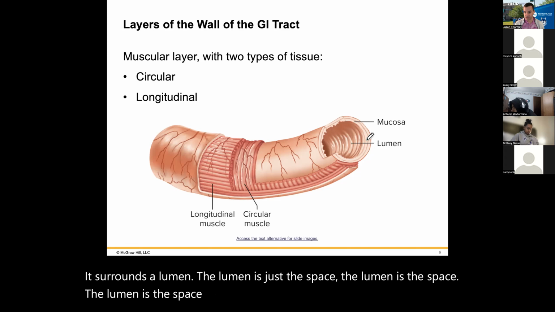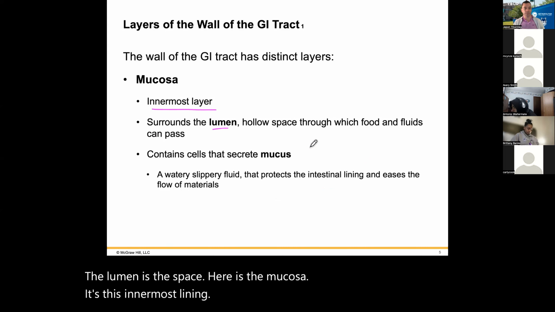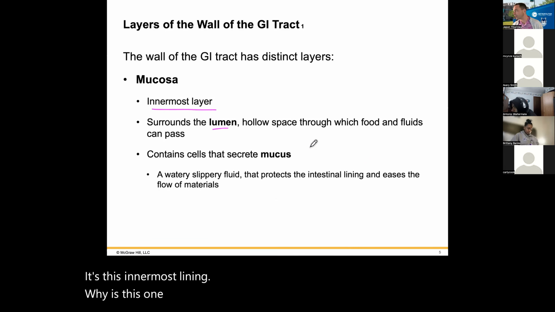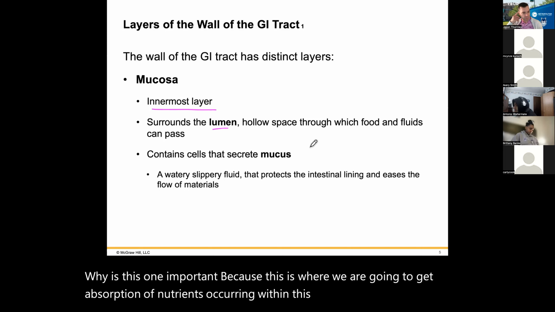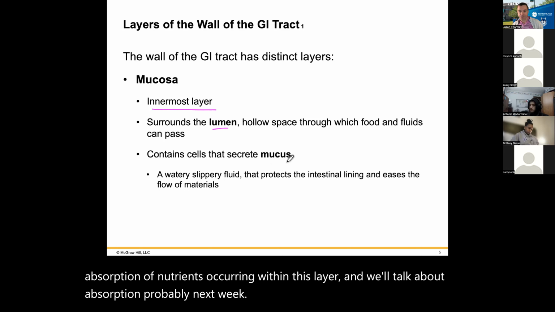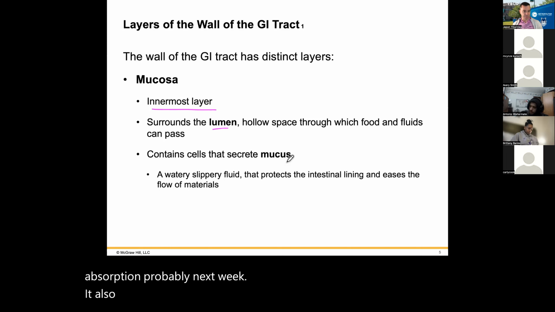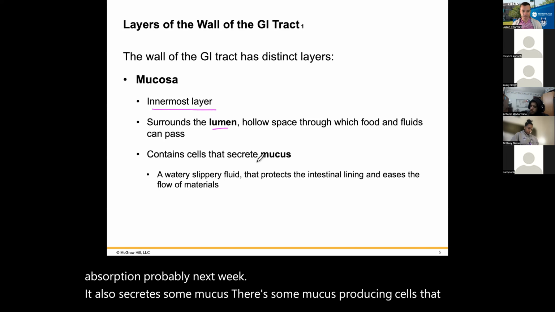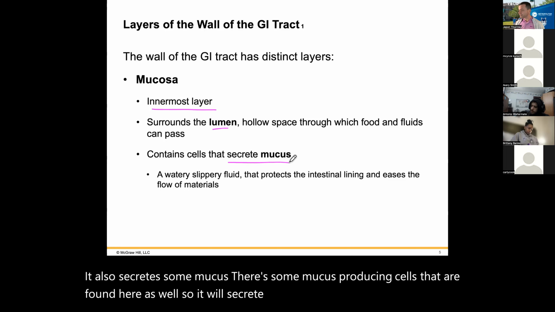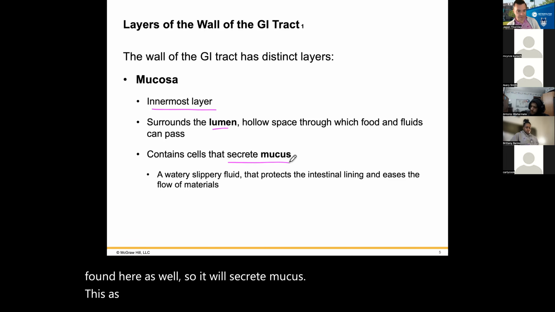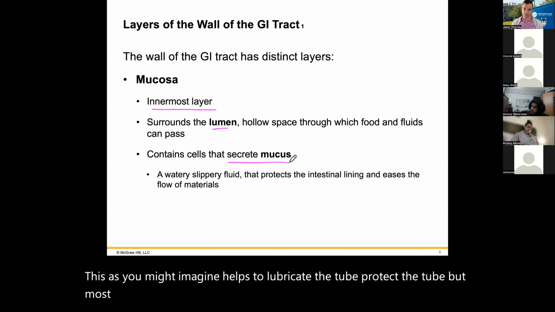Here is the mucosa. It's this innermost lining. Why is this one important? Because this is where we are going to get absorption of nutrients occurring within this layer. And we'll talk about absorption probably next week. It also secretes some mucus. There are some mucus producing cells found here as well. This, as you might imagine, helps to lubricate the tube, protect the tube, but most importantly, lubricate the tube, makes it easy for digestive materials to get pushed through the GI tract.